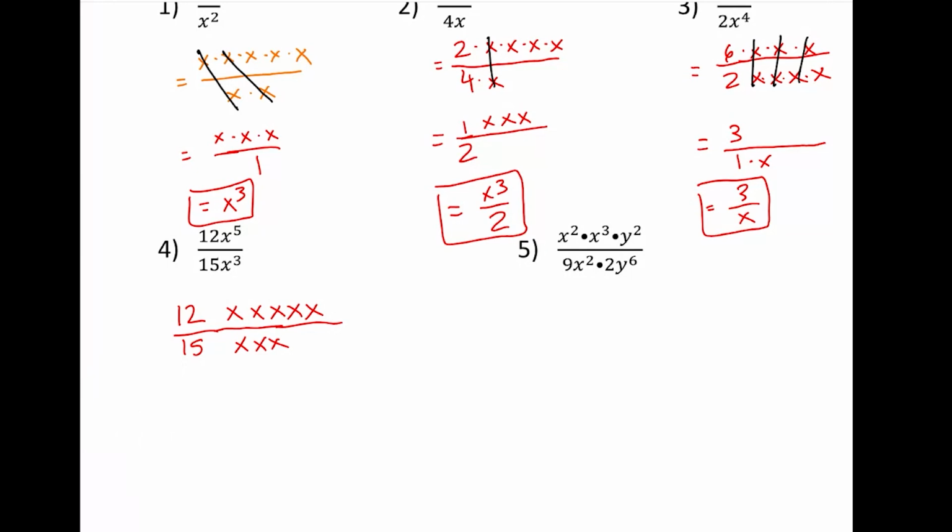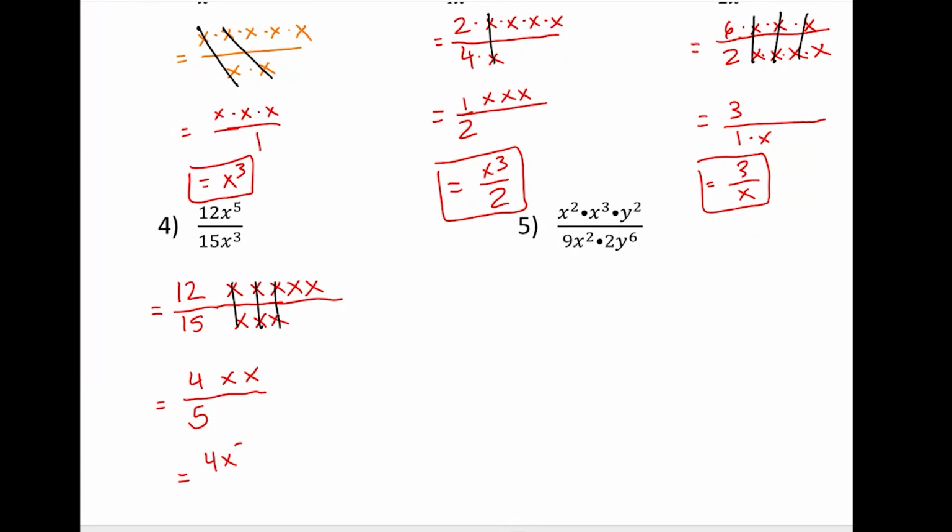12 divided by 15, you can reduce that. And don't stress too much about reducing fractions here. You can use the calculator to reduce fractions for you. Just type in the fraction and hit enter. It'll automatically reduce it for you. But yeah, this will reduce to 4/5. And then we see we've got 3 pairs of x's that'll cancel out. So we do end up with 2 x's, just like we were expecting, right? 5 minus 3 is 2. So we get 4x squared over 5.